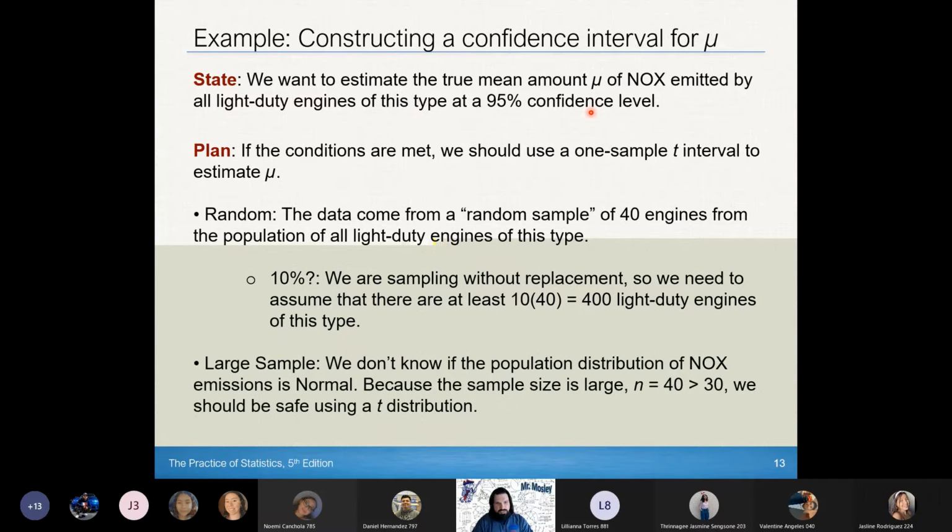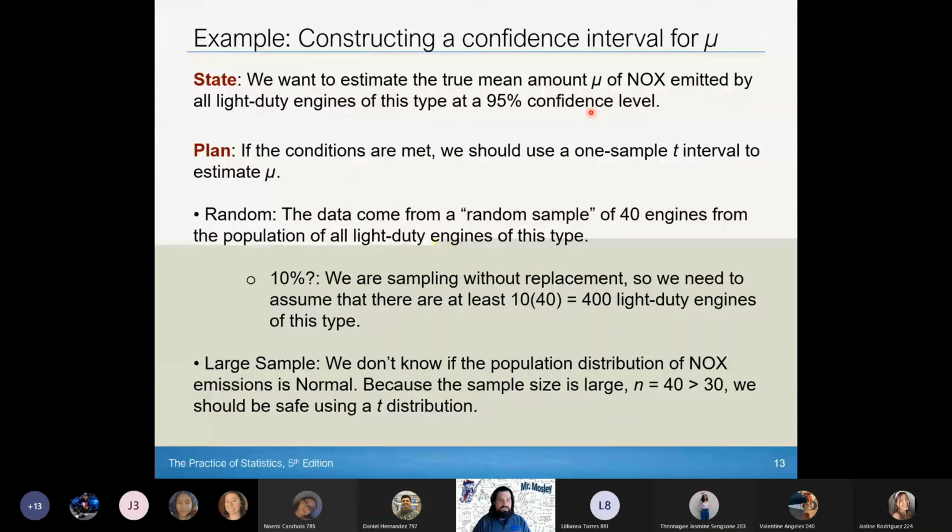And the large sample condition, right? We don't know if the population distribution of NOx emissions is normal. However, because the sample size is large, n equals 40, which is greater than 30, we should be safe using a t distribution.